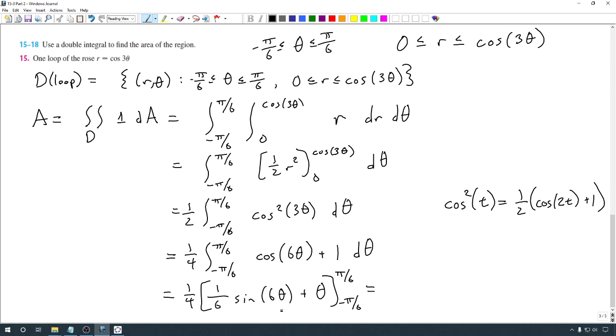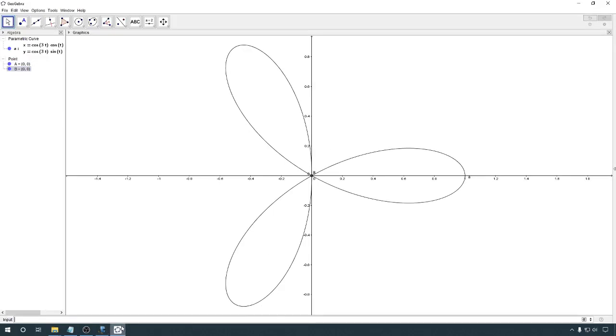sine of pi. Both of those are equal to 0. So actually, we don't even get anything from the sine portion in our formula. But we do actually get something from the theta portion. This plus 1 actually turns out to be the most significant part of the process. We actually end up getting a pi over 6 minus a negative pi over 6. So we end up getting that. A 1/4 times pi over 3 is a pi over 12. That is the area inside this loop.